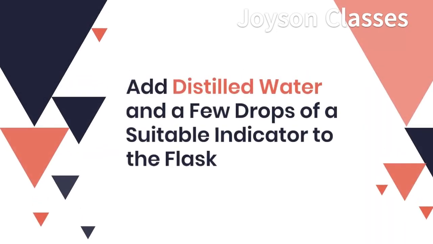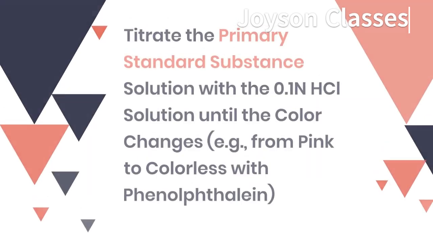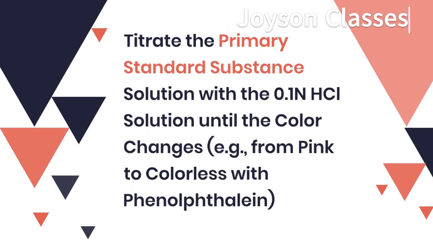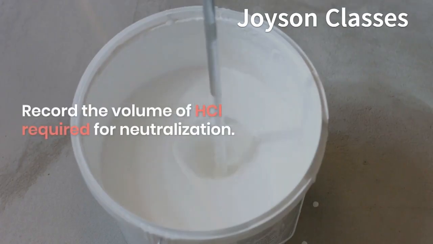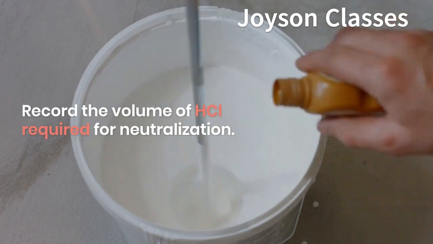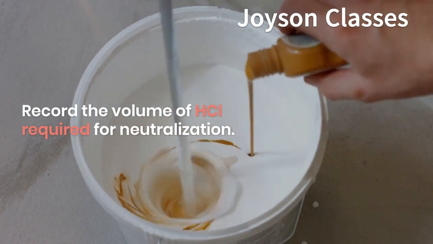Add distilled water and a few drops of a suitable indicator to the flask. Titrate the primary standard substance solution with the 0.1N HCl solution until the color changes, for example, from pink to colorless with phenolphthalein. Record the volume of HCl required for neutralization.